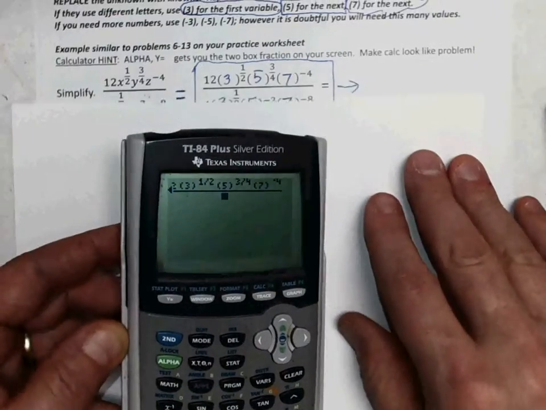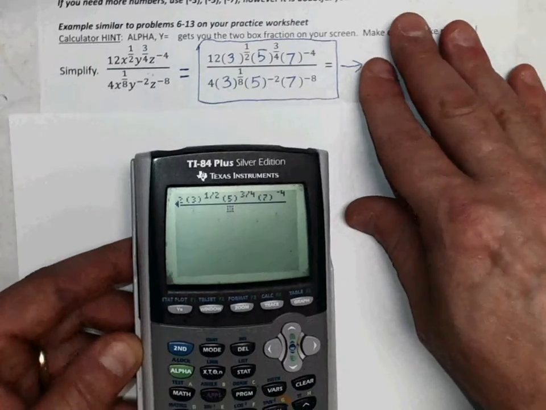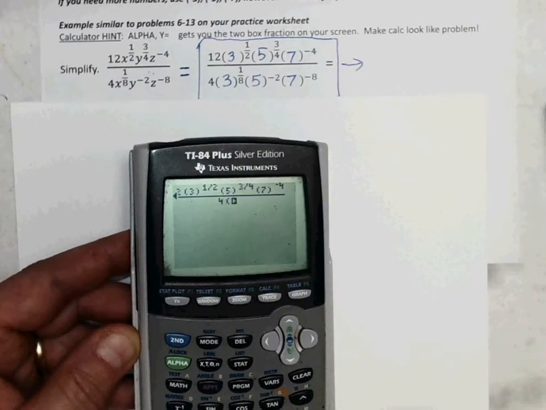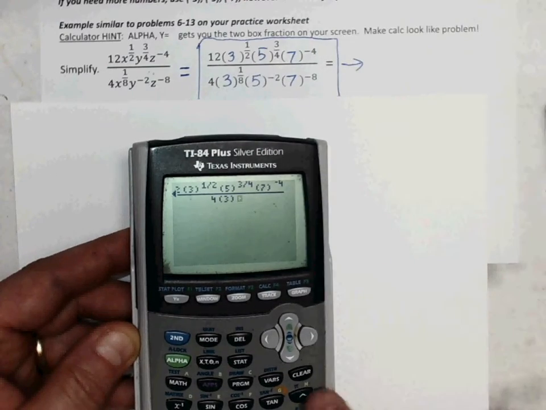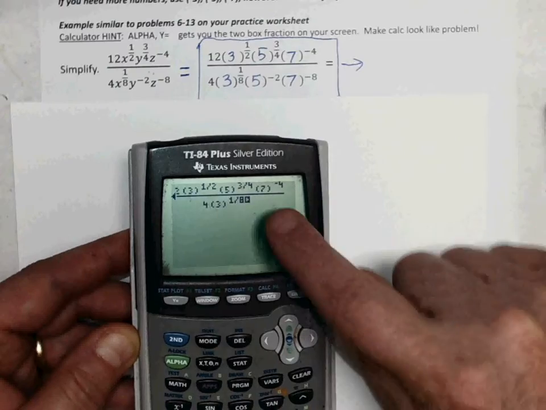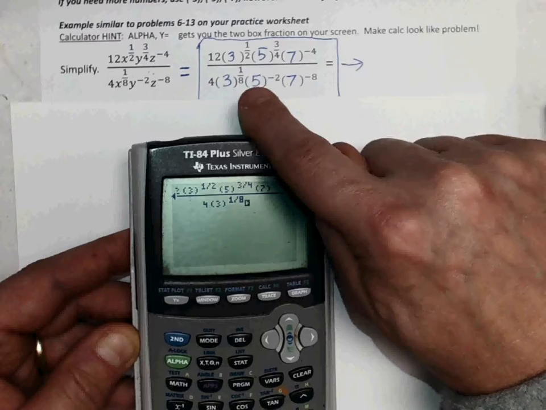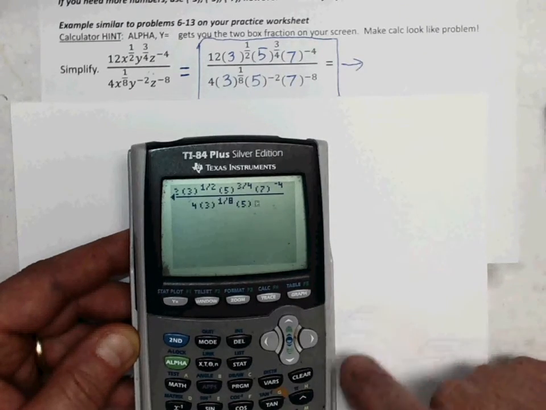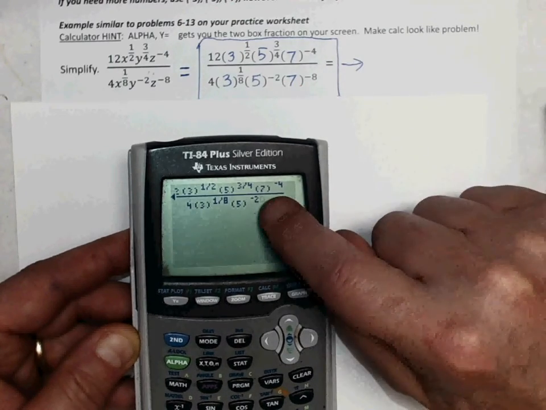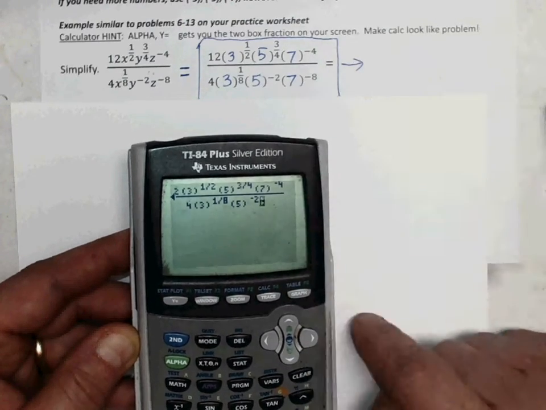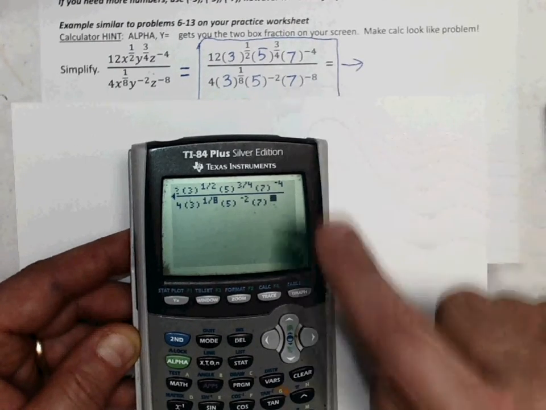I'm now in my denominator, so now I'm going to type in the bottom just like I see it. Okay? So here I go. 4 parentheses 3 close parentheses raised to the 1/8 power. So rooftop 1 divided by 8. I'm finished with that exponent, so tab right. Next thing, parentheses 5. Exponent, make sure you have an exponent, negative 2. I'm finished with that exponent, so tab out of it. Parentheses 7. Exponent, negative 8.